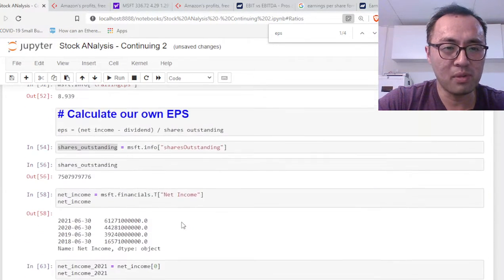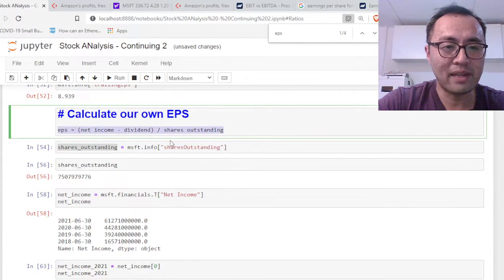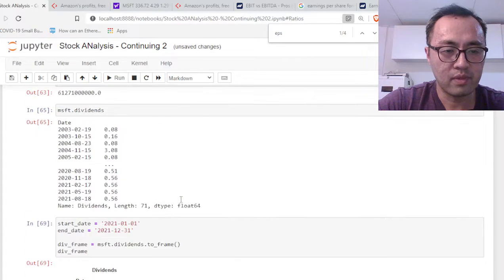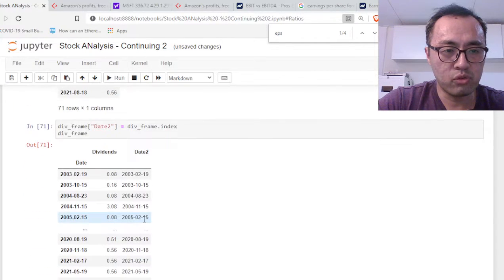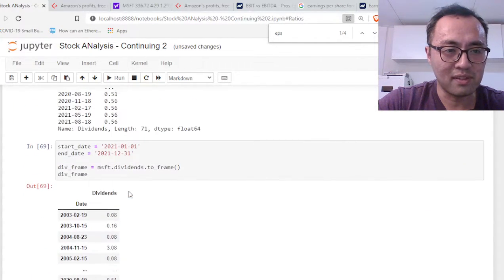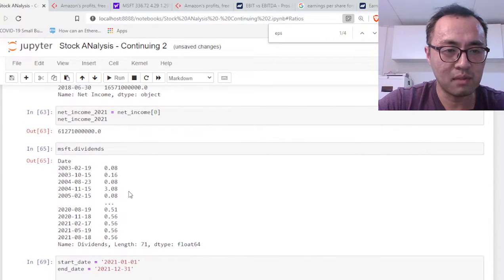Now, going back to the formula, right here: net income minus dividend divided by shares outstanding. Now we just have to put that together. Where's that formula? Here we go. Now what I'm gonna do is, okay, so we have dividends, we have div 21 and net income 2021.